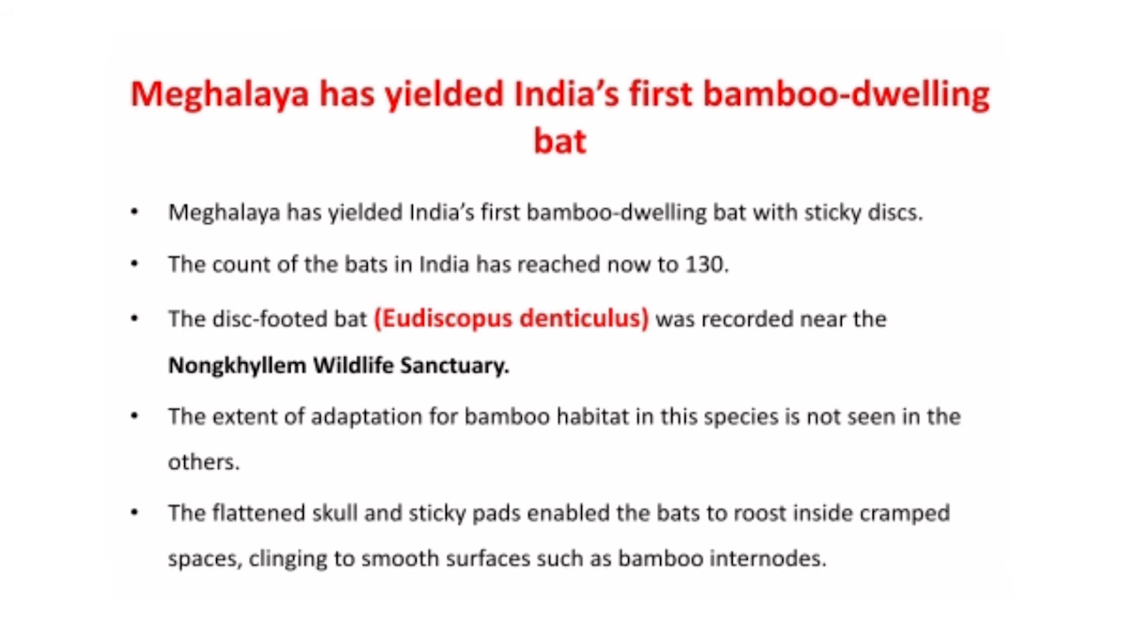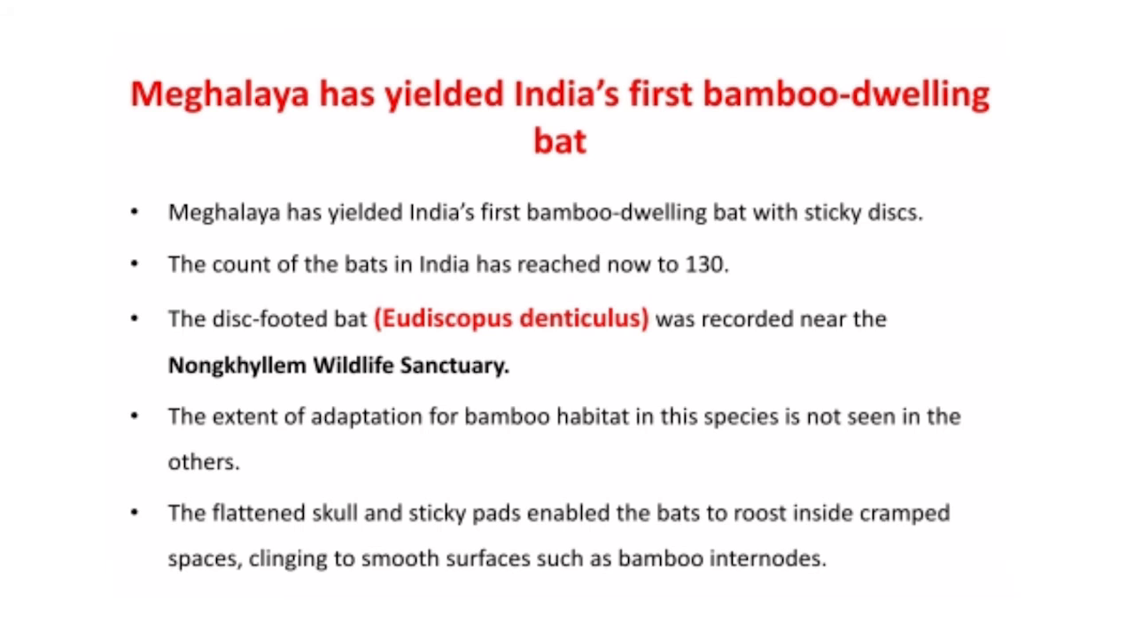So this is the first bamboo dwelling bat, அதாவது மூங்கில்ல வாழக்கூடிய ஒரு bamboo bat. The disc footed bat, Eudiscopus denticulus, இதோட scientific name. இது எங்க இருக்குன்னா Nagihallam Wildlife Sanctuary இருக்கு. The extent of adaptation for bamboo habitat in this species is not seen in others. So இந்த species மட்டும் தான் bambooல it will rest, it will make it as a home, habitat யூஸ் பண்ணிட்டு இருக்கு. ஸோ மிச்சமாக இருக்கக்கூடிய எந்த ஒரு பேட்டும் it is not using this bamboo as a dwelling.